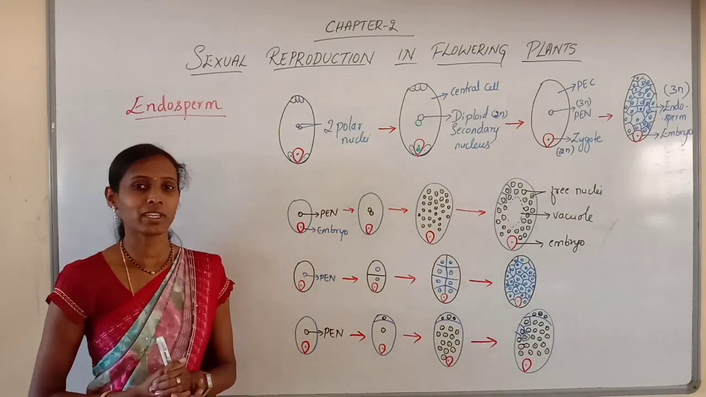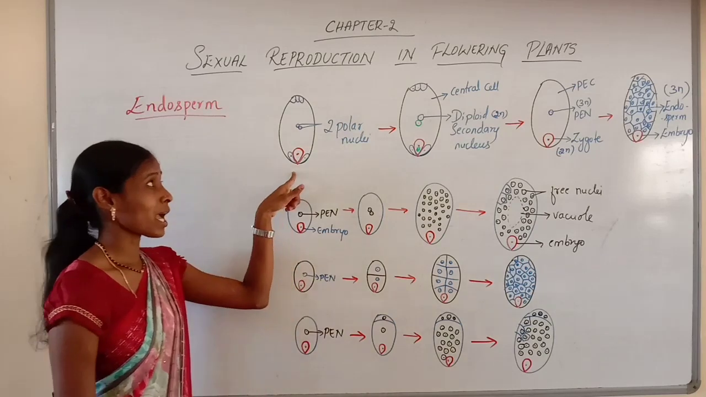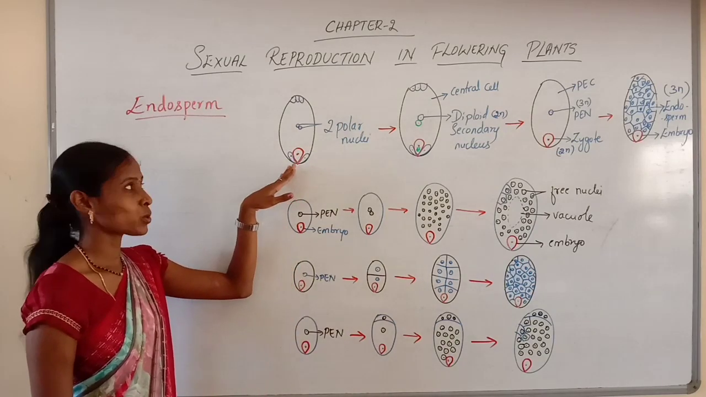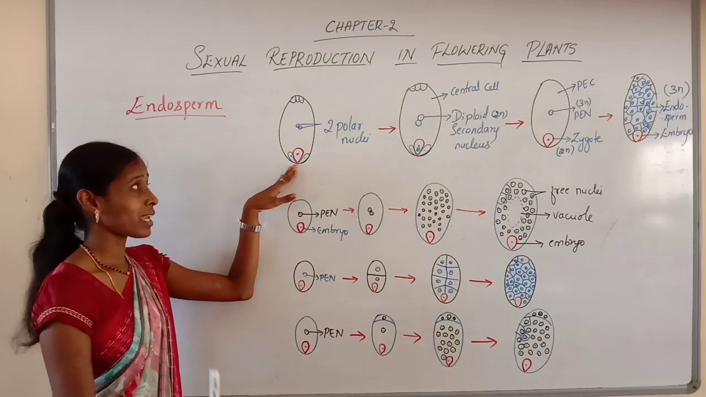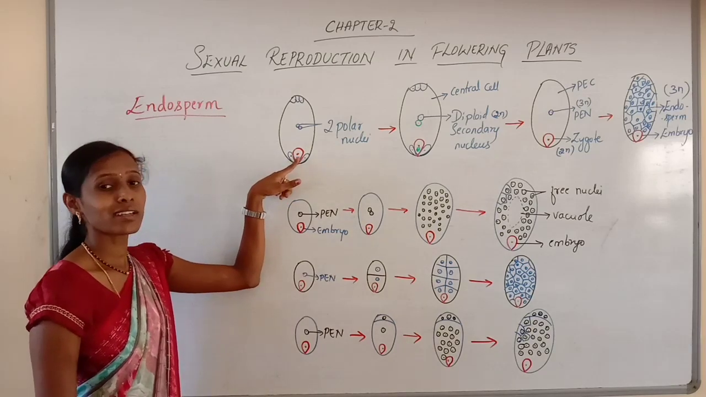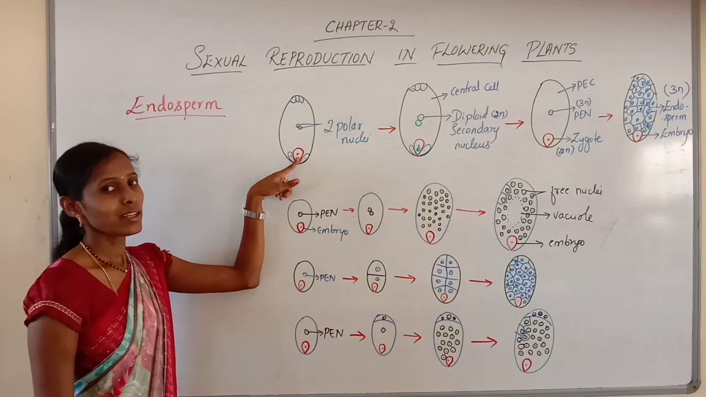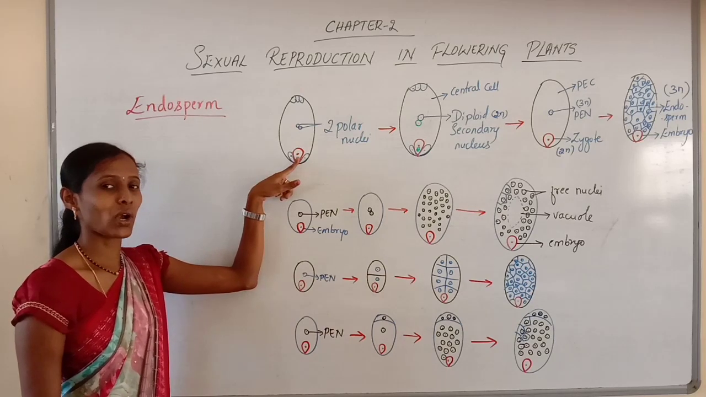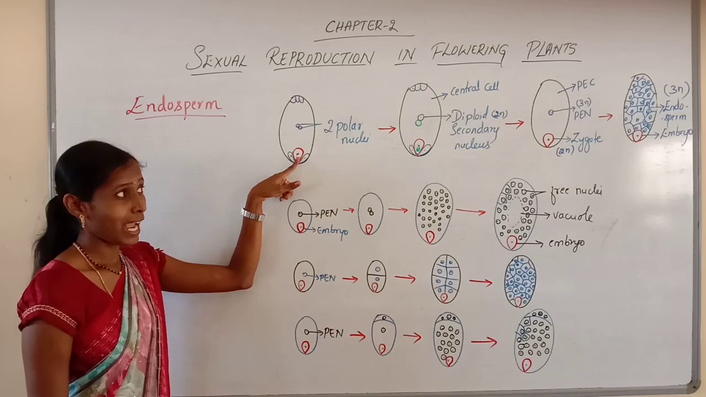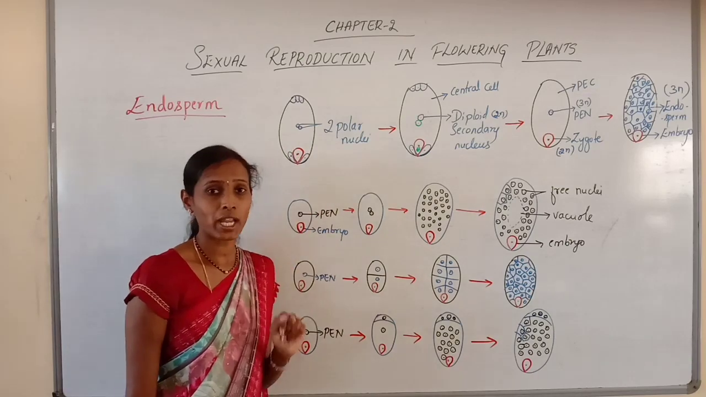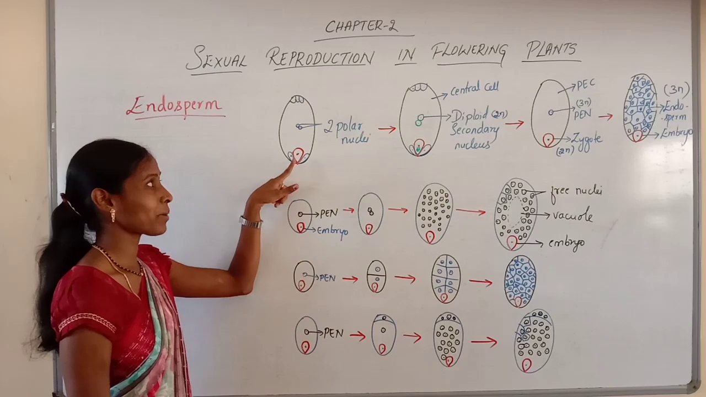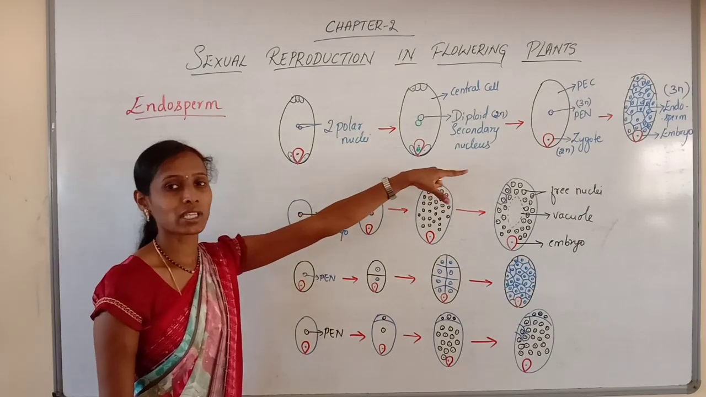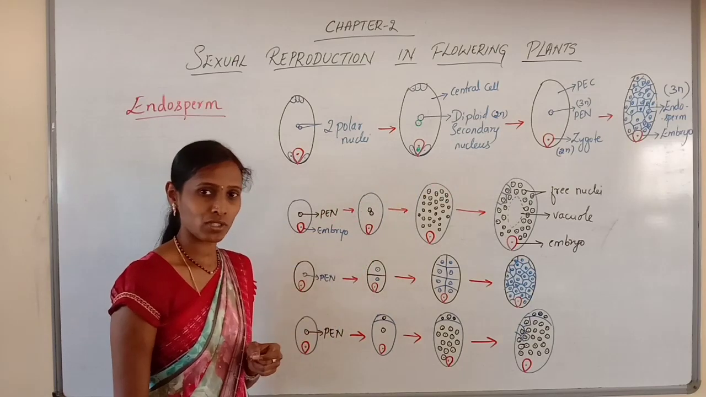So what is syngamy? You know that one of the male gametes fuses with the egg. So after the entry of the pollen tube into the embryo sac, one of the male gametes fuses with the egg, resulting in the formation of a diploid zygote. That process is called syngamy, or can also be called fertilization. And why is the zygote diploid? Because one haploid male gamete and a haploid female gamete will be fusing. That's why the zygote is always a diploid structure.